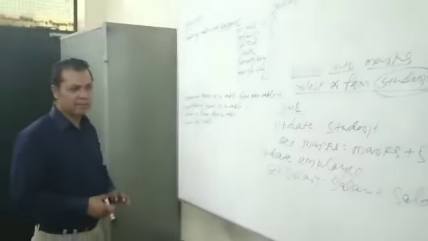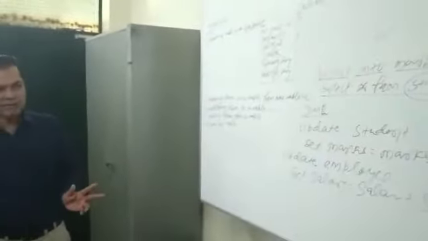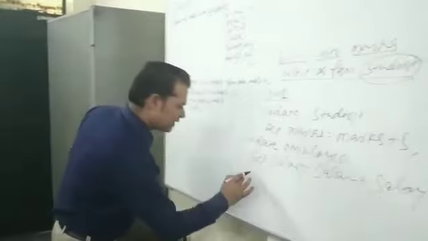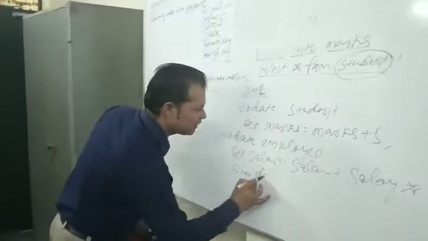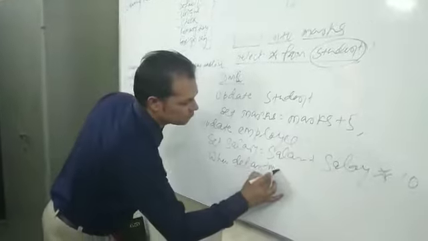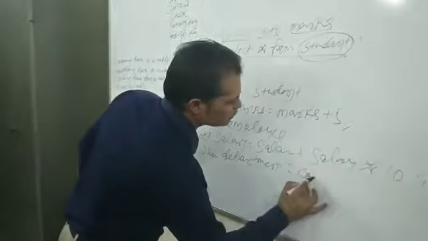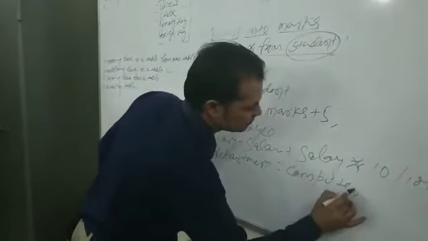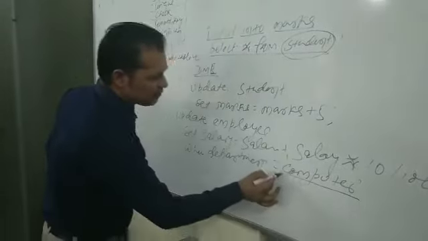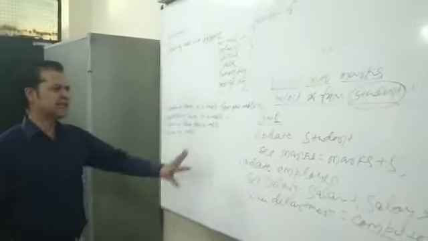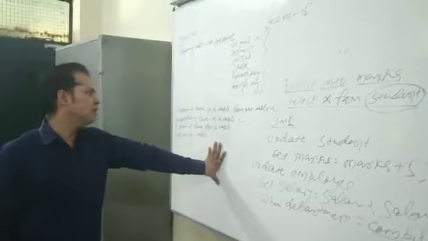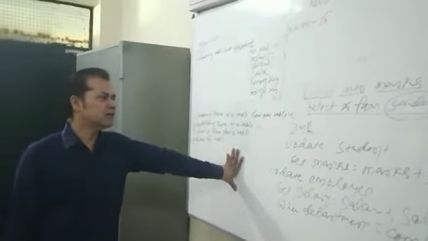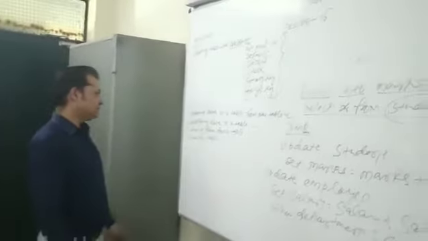But if you select again that only the department's employees are supposed to be hiked by 10%, then together you have to write where department equal to, suppose, computer. It means only the computer department employees will get the salary hike of 10%. So this is how to update the marks or data of a table.